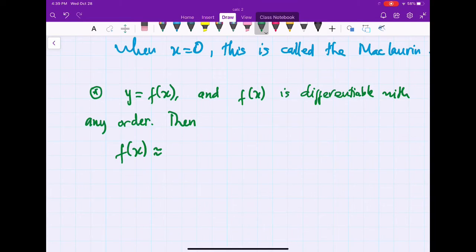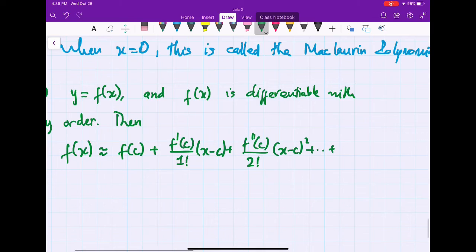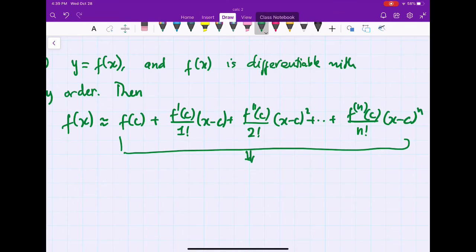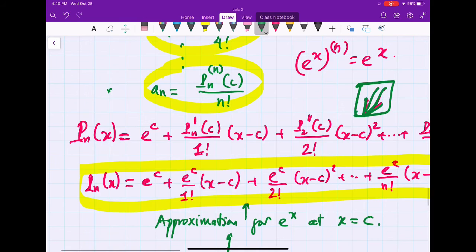Then f of x is approximately equal to f of c plus f prime of c over 1 factorial times (x minus c) plus f double prime of c over 2 factorial times (x minus c) squared plus and so on plus f to the n of c over n factorial times (x minus c) to the n. Okay, and this is the Taylor polynomial. Again, when c is equal to 0, we have the Maclaurin polynomial. The proof is almost the same as for the case e to the x.